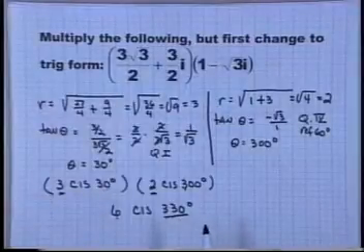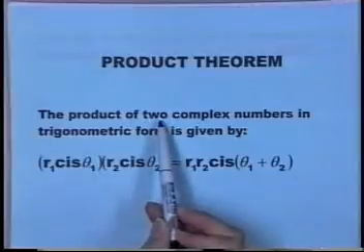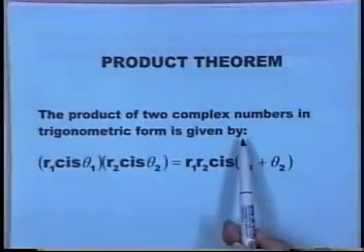Okay? Now, I have simply demonstrated to you with a specific example what happens when we multiply two complex numbers that are written in trig form. I have not really proved the theorem, but I have demonstrated it. Let's take a look at what that theorem says. The product of two complex numbers in trigonometric form is given by.